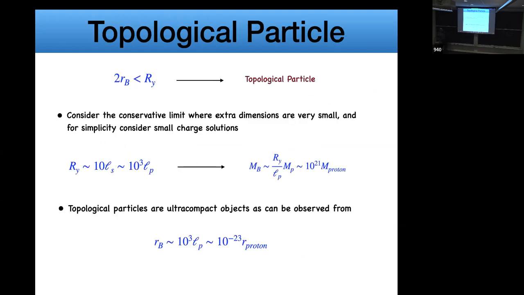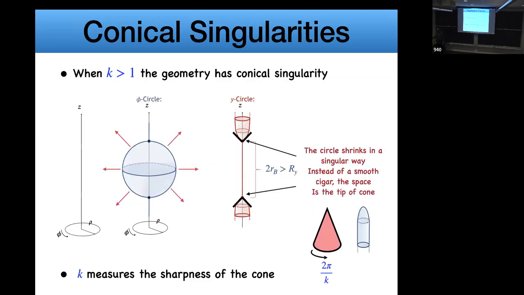So I can be even more sharp. I didn't realize I had all of these slides, I'm sorry. Suppose you make the extra dimension just 10 times the string scale, which is about 1,000 times the Planck scale. Then the mass of this object is about 10 to the 11 proton masses, but its size is far more compact, 10 to the minus 3. So this is an ultra compact particle that you would have.